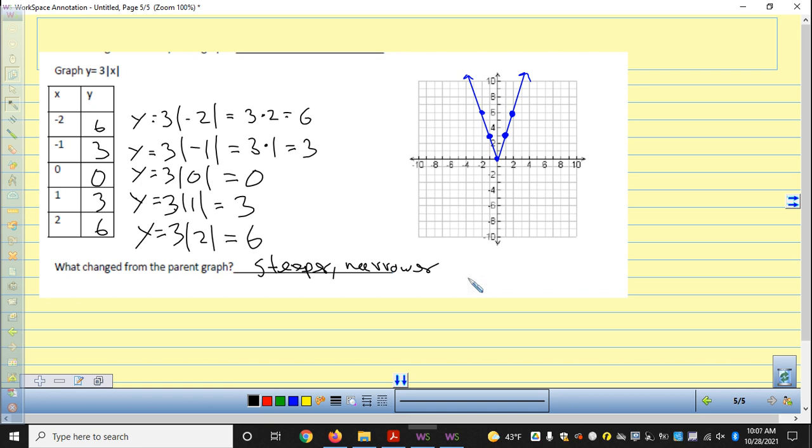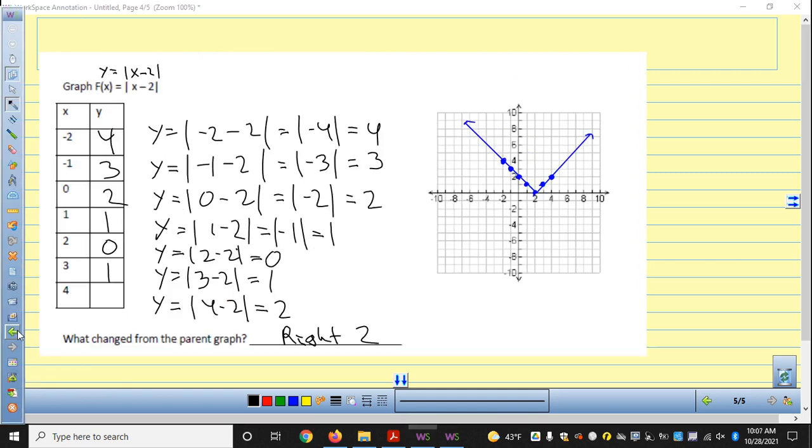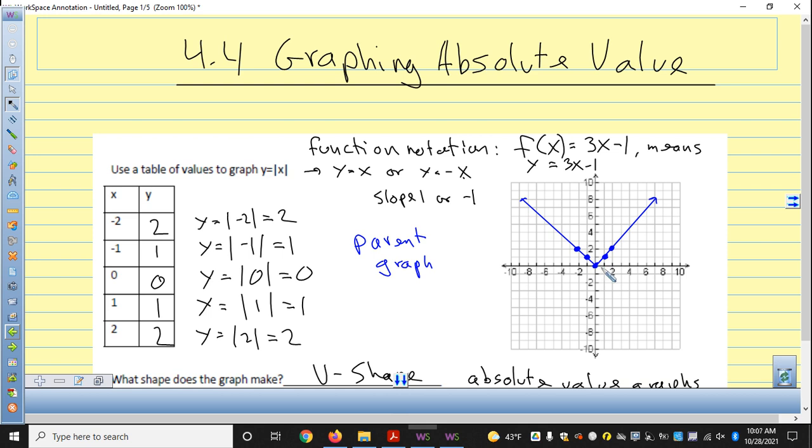So multiplying on the outside by 3 made it steeper or narrower. Definitely different than the original, but it's still a V shape. Absolute value graphs, always going to be some kind of V shape. So our homework is just sketching graphs of absolute values with different things done to them. And as you're doing this, you should think about how the graphs are changed from our original absolute value graph. When you're doing some things to the graph, how does that change it from this original graph?